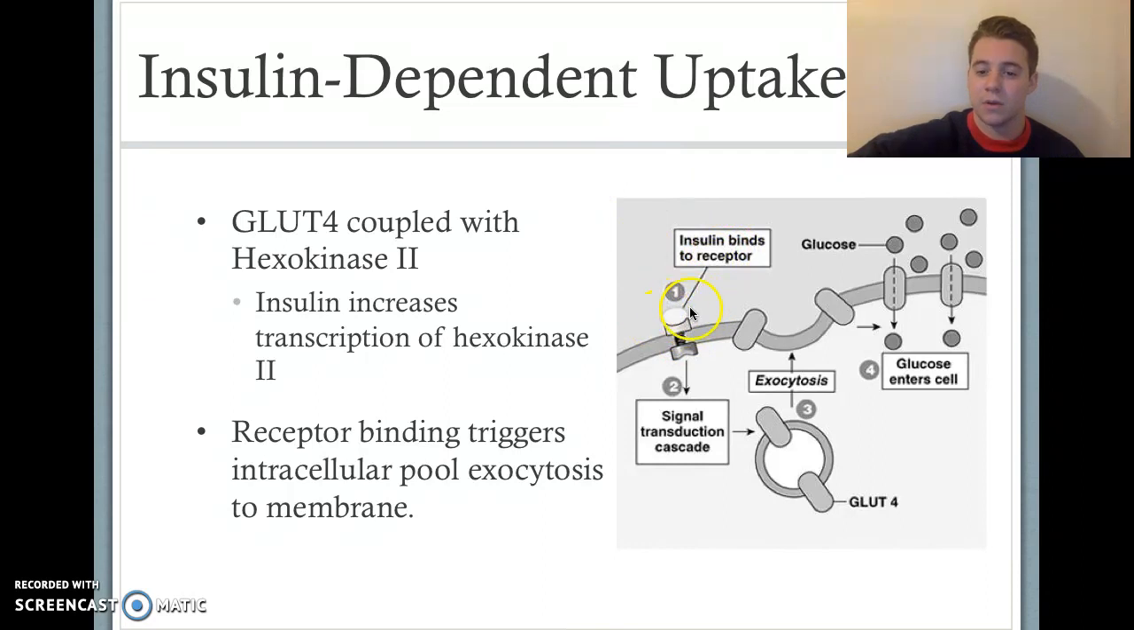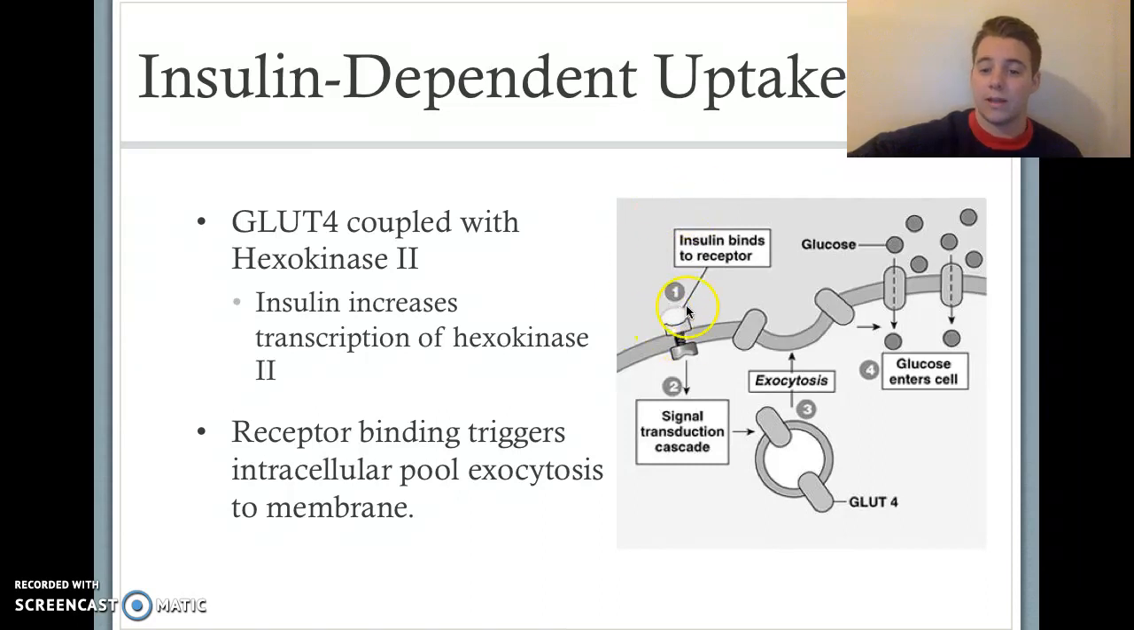insulin binds to a receptor on the plasma membrane of the skeletal muscle or the adipose tissue cell, and through signal transduction cascades and phosphorylation pathways, you see that the GLUT4 is being sequestered in these intracellular pools of glucose transporter 4, and this signal transduction cascade signals these intracellular pools to exocytose to the plasma membrane and fuse to it, thereby exposing the glucose transporter 4 to the environment, where glucose will then pass through and be phosphorylated by hexokinase 2.